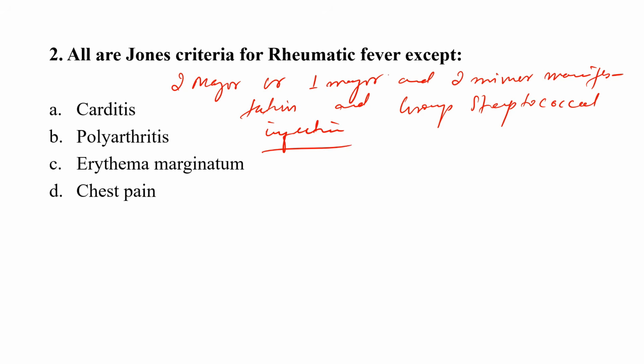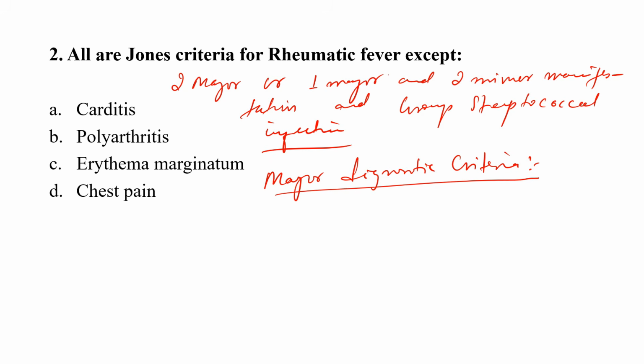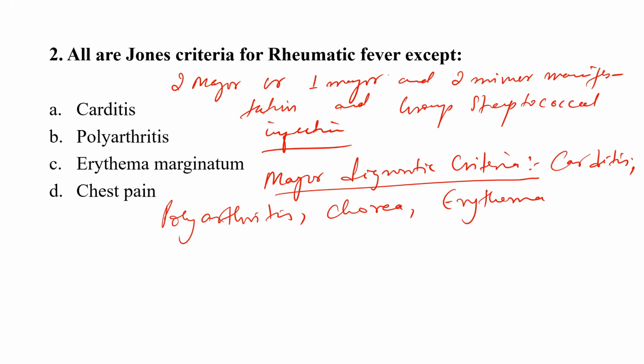And what are these major and minor manifestations or criteria? The major diagnostic criteria are: one is carditis, polyarthritis, chorea, erythema marginatum, subcutaneous nodules.